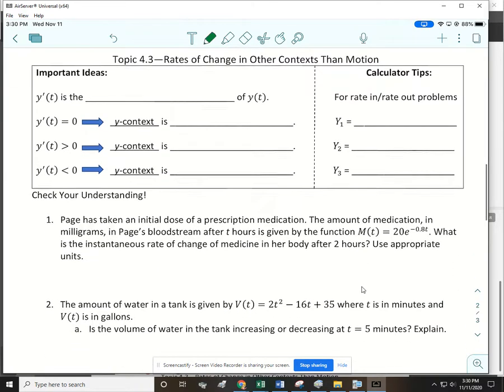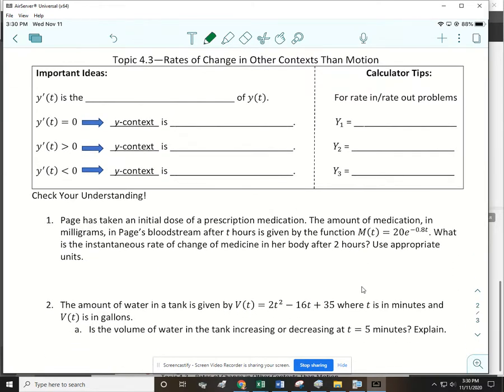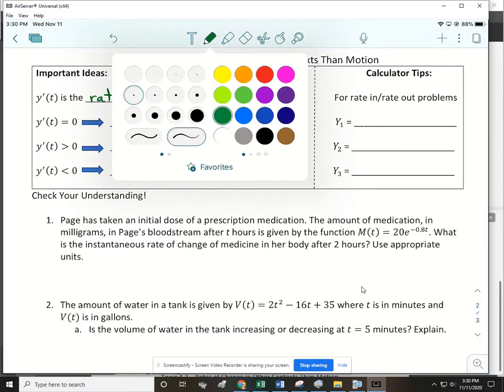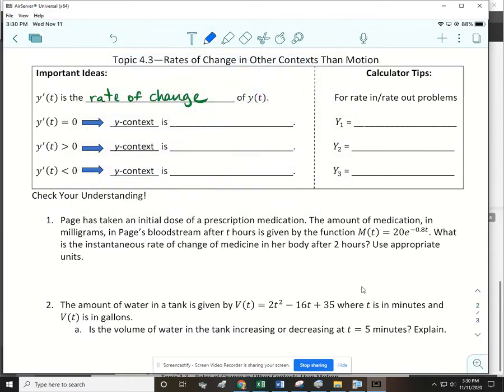Okay, so let's look at these important ideas. y prime of t is always going to represent the rate of change of y of t. And when y prime of t is 0, whatever that y context is, it's not changing. When we were talking about particles in motion, we would say that particle is at rest. It's the same idea, a different type of context.